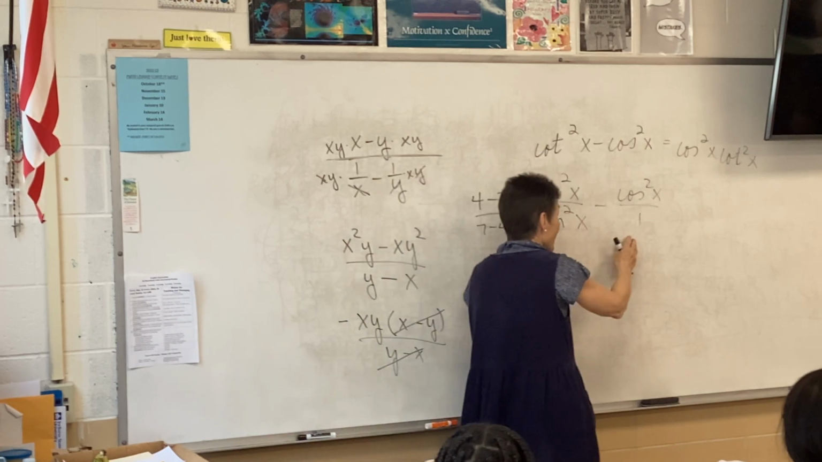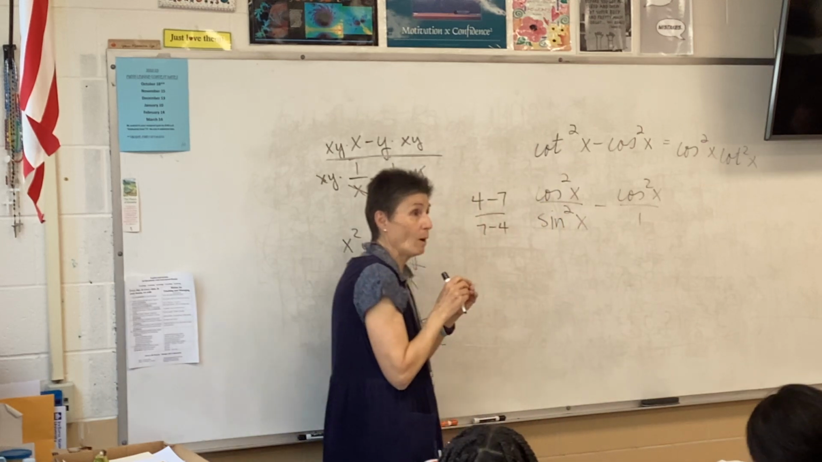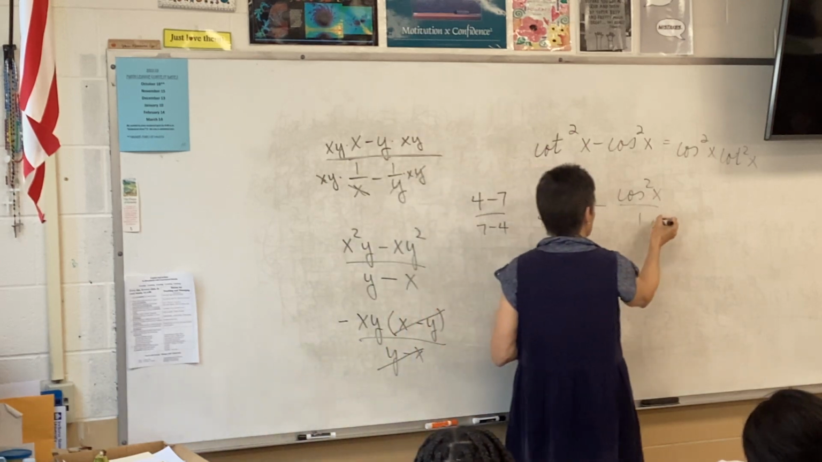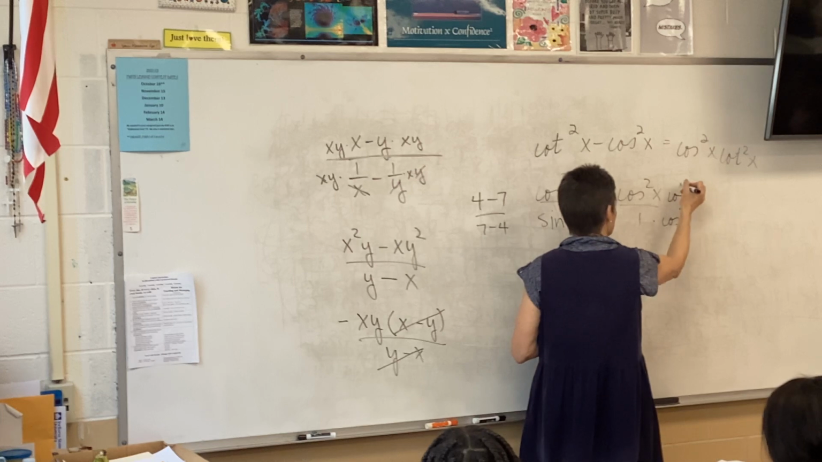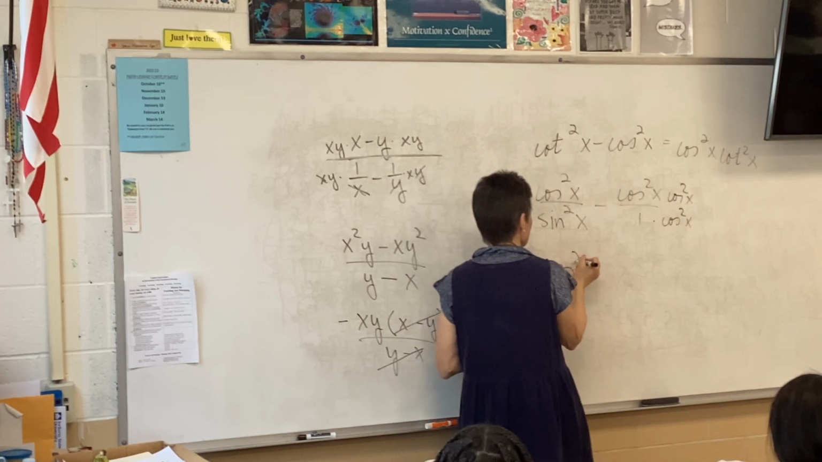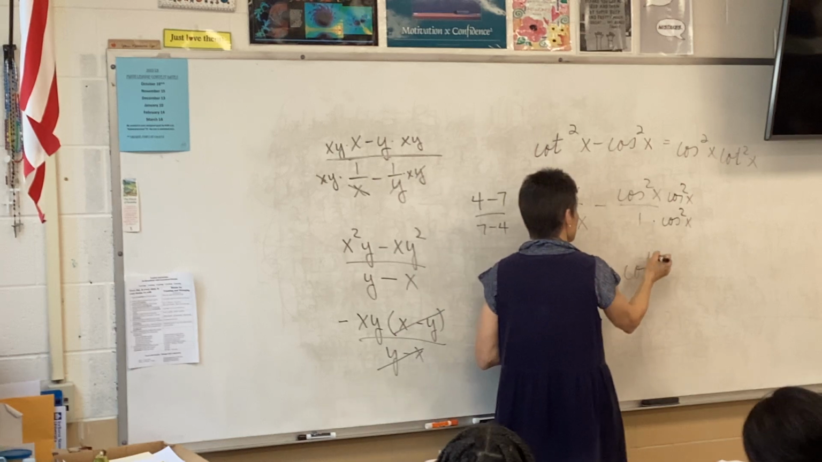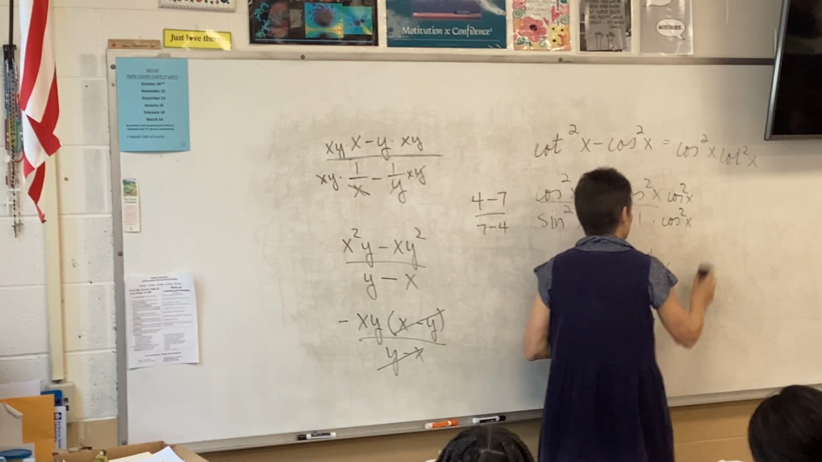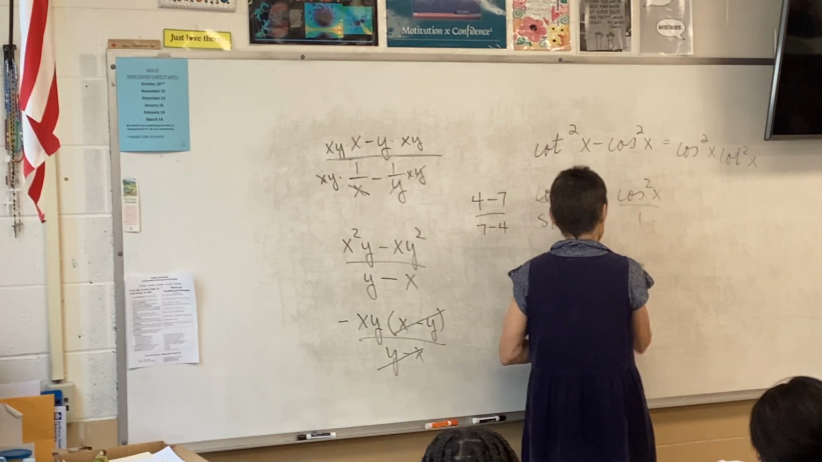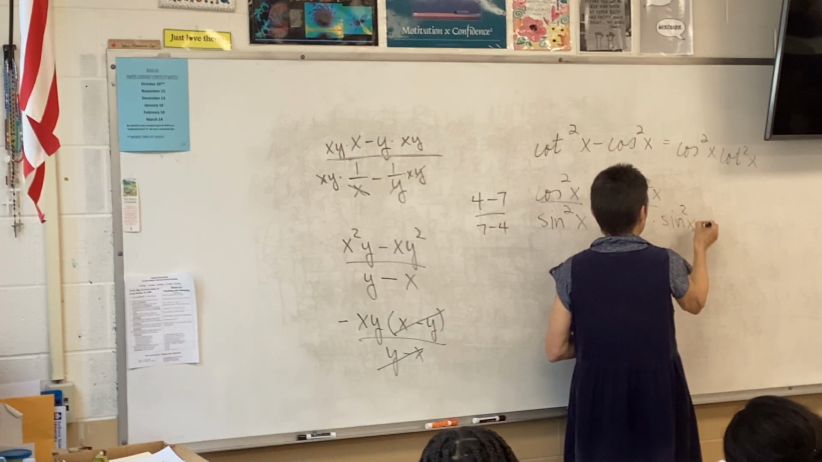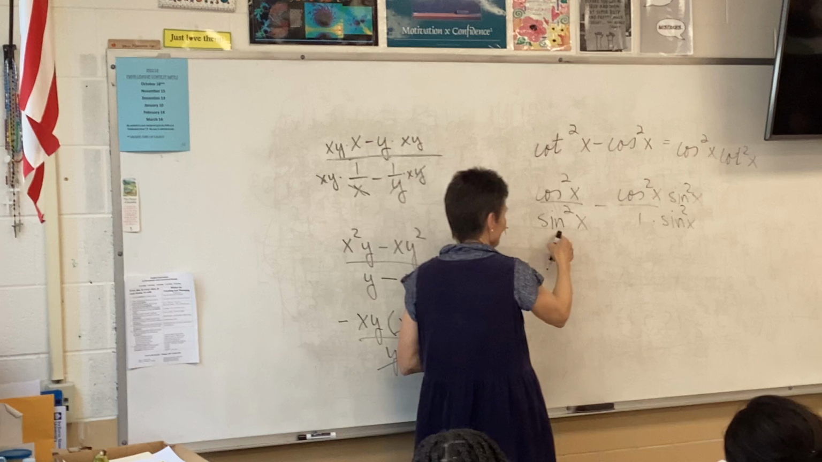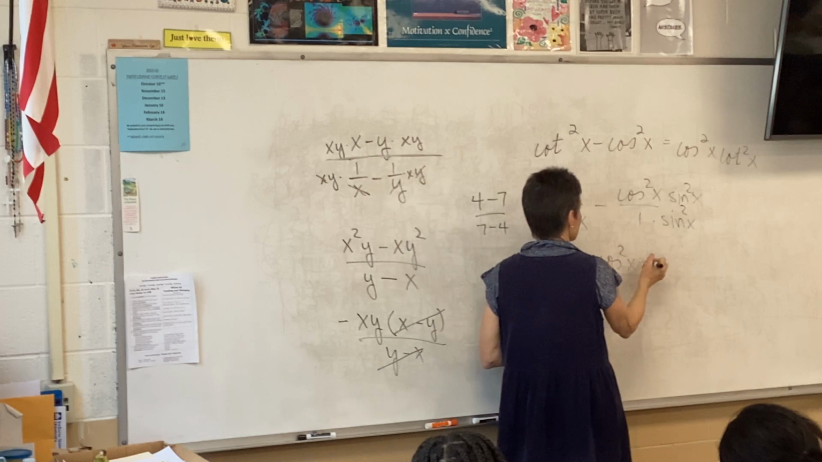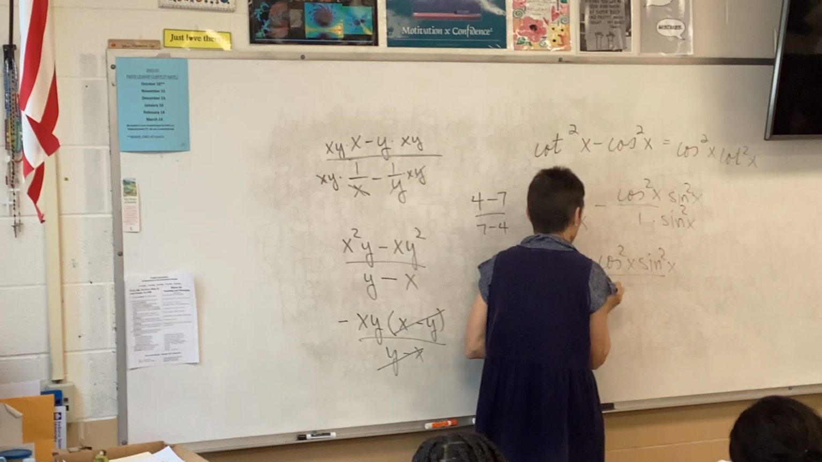I have a subtraction problem involving fractions. What has to happen when you are subtracting fractions? You need a common denominator. So this one needs a cosine squared. So now I'm going to have cosine squared minus cosine to the 4th all over, oh, what did I multiply by cosine squared for? Sine squared, that's my common denominator, right? Sine squared. So I have cosine squared minus cosine squared sine squared all over sine squared.